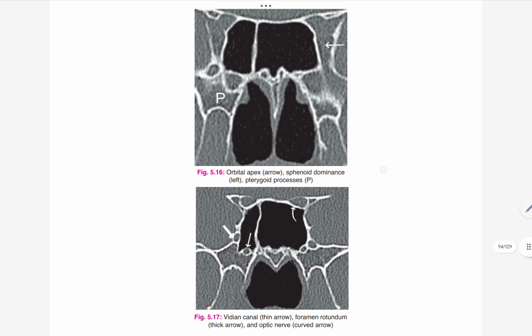Here we can see two diagrams. Orbital apex is shown in the arrow, sphenoid dominance on the left, pterygoid process shown by P. Vidian canal is the thin arrow, foramen rotundum the thick arrow, and optic nerve the curved arrow.